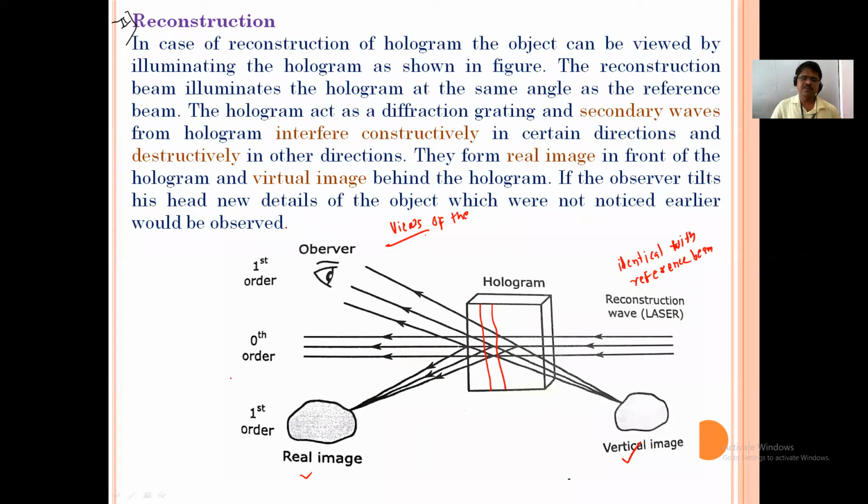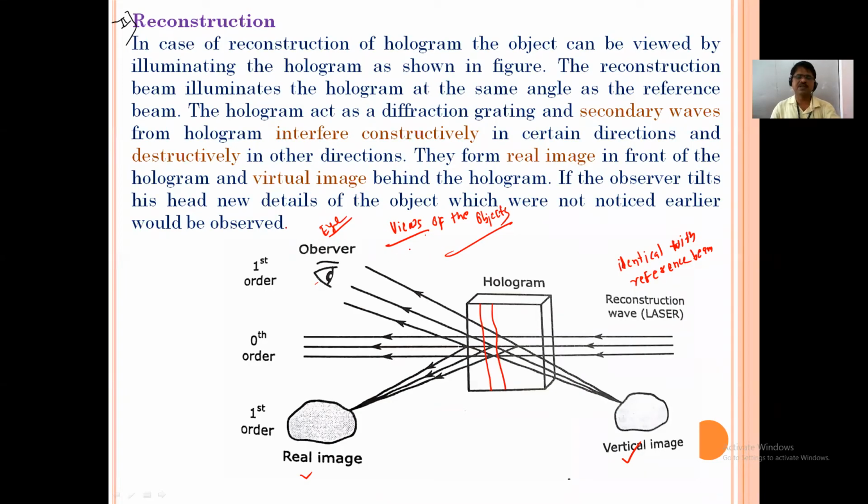One image we are getting in front of hologram, real image of this object, and behind this hologram we are getting virtual image. And by tilting our eye, by tilting our head in different directions, इकडं तिकडं आपण फिरवलं, then we are getting different views of the objects. This is the second step, called as reconstruction of the hologram.